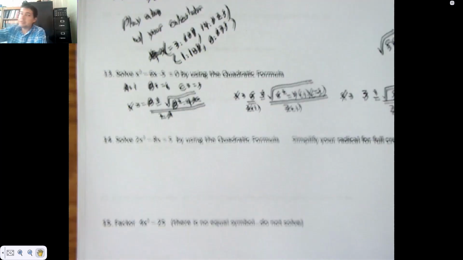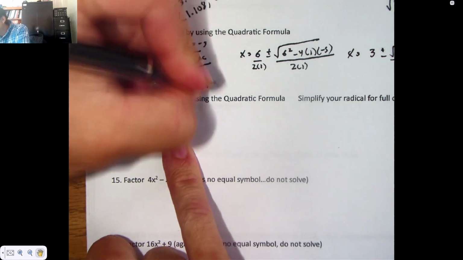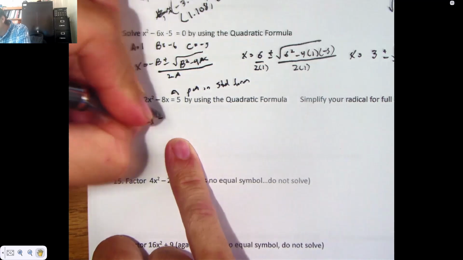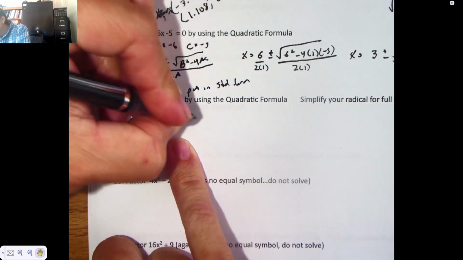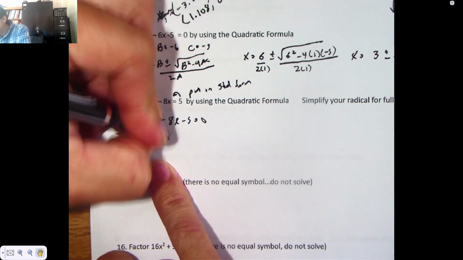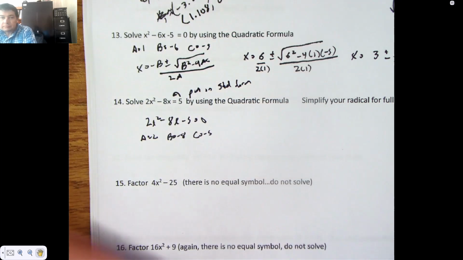Number 14, solve 2x squared minus 8x equals 5 by using the quadratic formula. The first thing you're going to do is put it in standard form. It has to be in standard form. And then you can pick out A, B, and C. A is 2, B is negative 8, and C is negative 5.